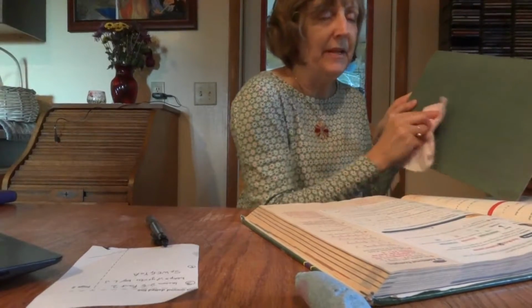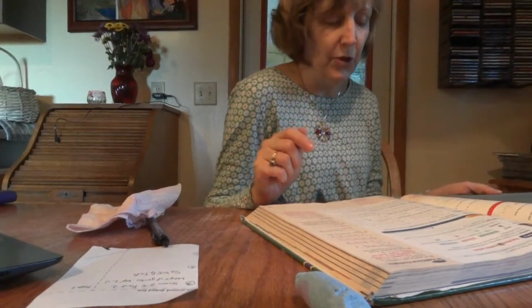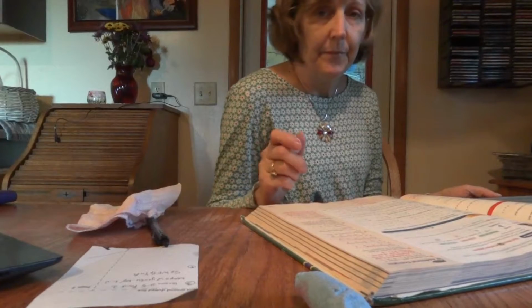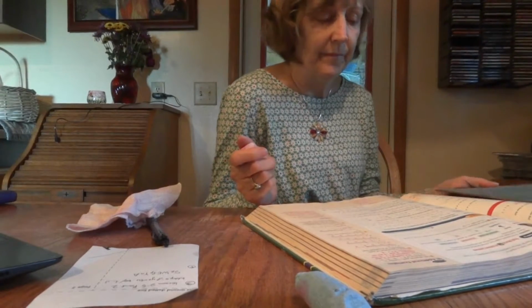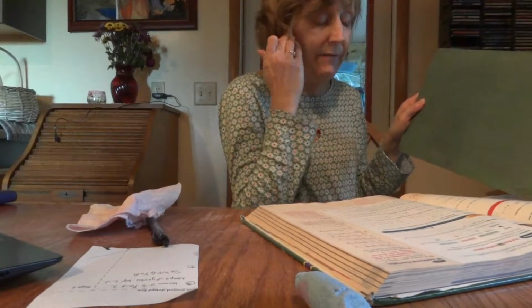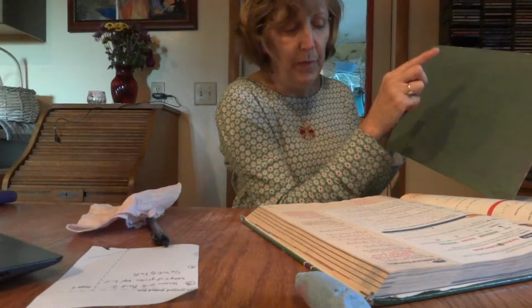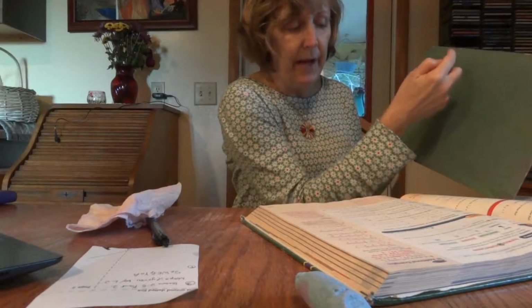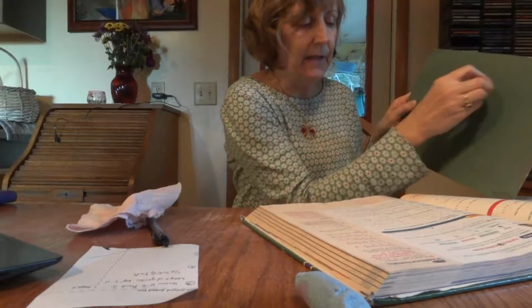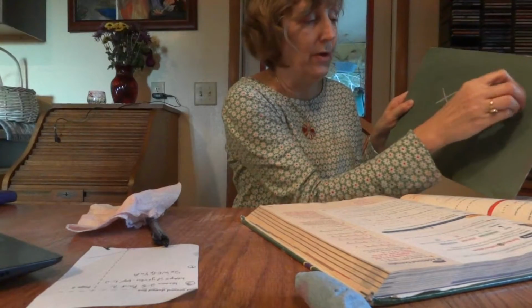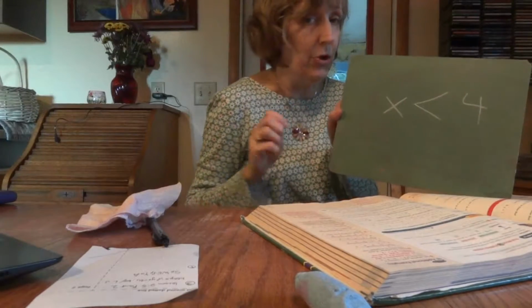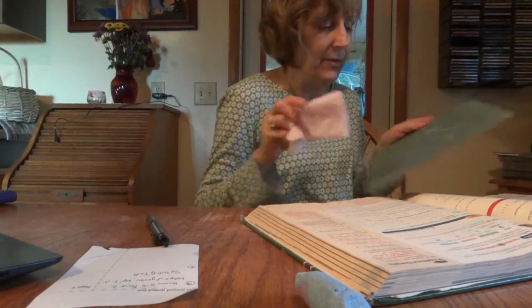Now you try B by yourself. Press the pause button and try it. All right, let's see if you're right. Did you do this? If there was an open circle above 4, and the arrow went to the left, that means x is going to be less than 4, not equal to, but less than. Is that what you got? Then you're right.